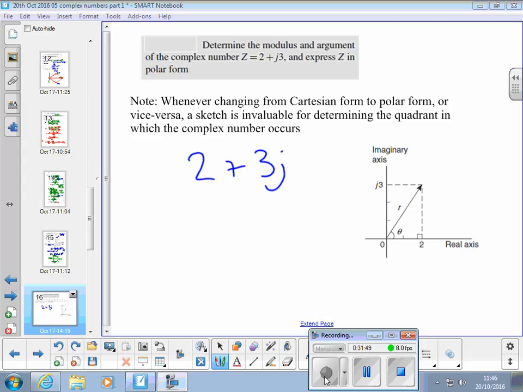Right, gents, so r is equal to what? Yeah, but tell me how you do it, Lewis.